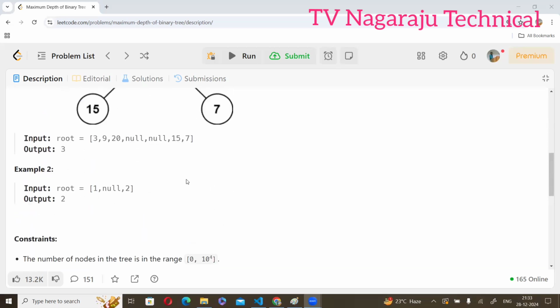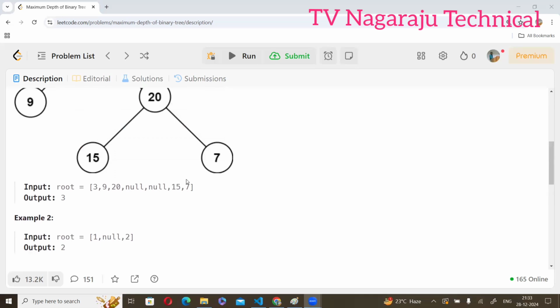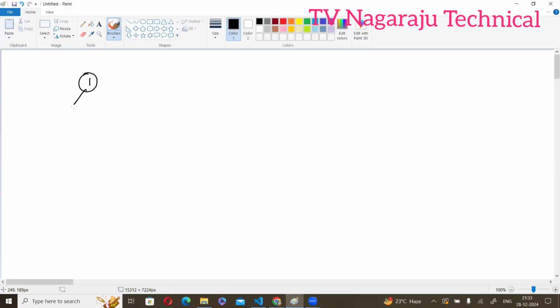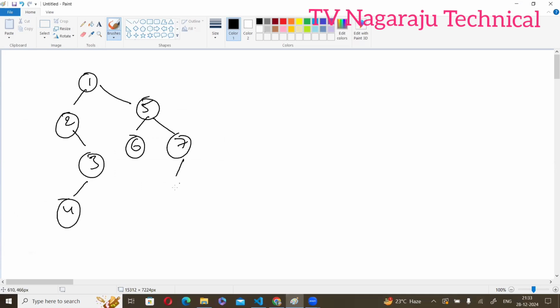So like this, if you have any question, for example, 1, 2, 3, 4, 5, 6, 7, 8, you need to identify the maximum depth. So 1 to 2, 2 to 3, 3 to 4. 5 nodes are involved for reaching 4. 1 to 5, 5 to 6: 3 nodes are involved. 1 to 5, 7, 6: 4 nodes are involved. The maximum depth is 5.